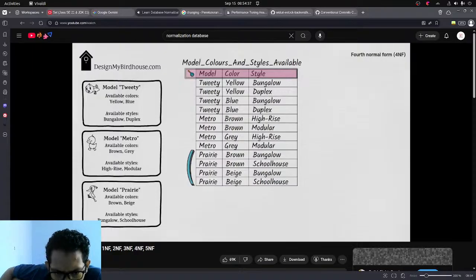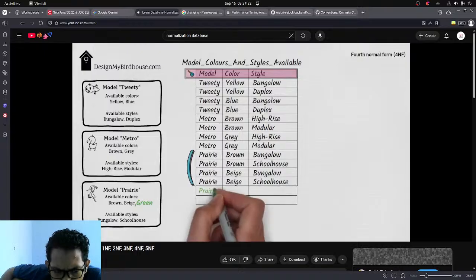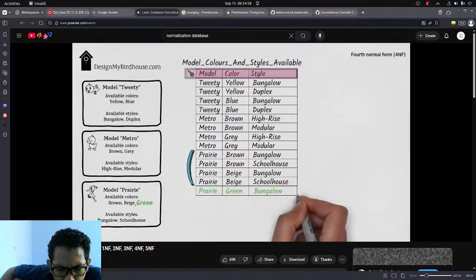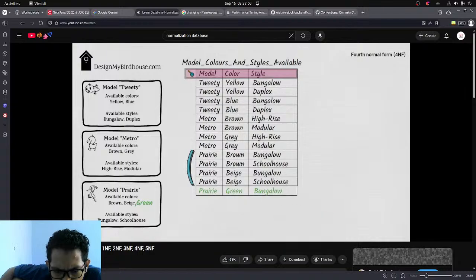Now suppose designmybirdhouse.com decides to introduce a third available color for the Prairie model, green. This will mean we'll have to add 2 extra Prairie rows to the table, one for green bungalow and one for green schoolhouse. If by mistake we only add a row for green bungalow and fail to add the row for green schoolhouse, then we have a data inconsistency.